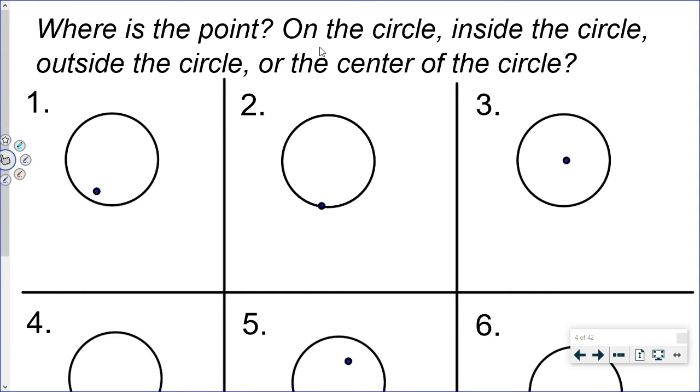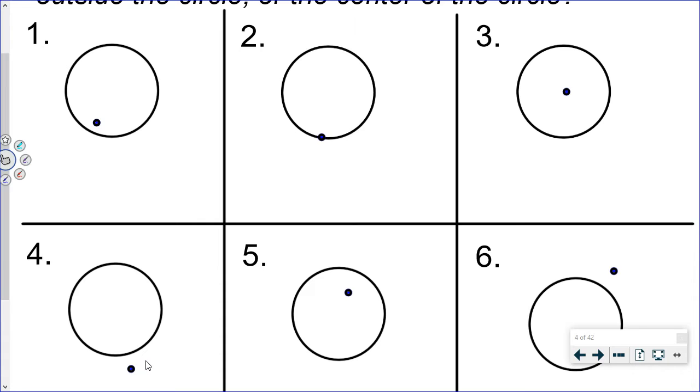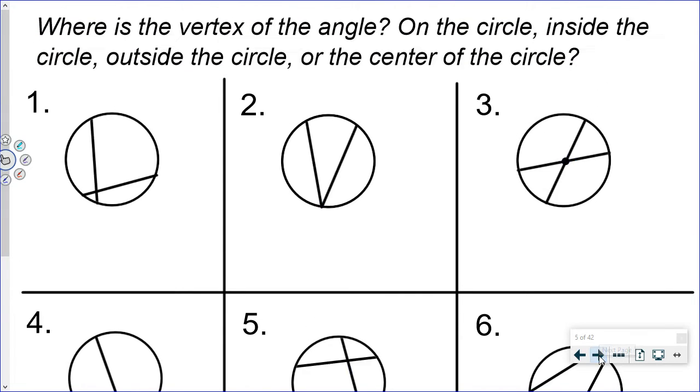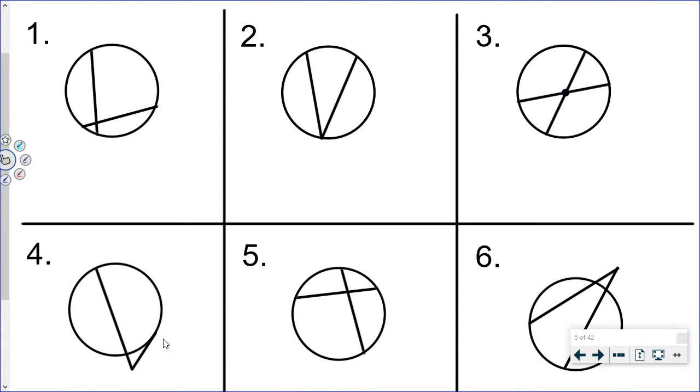The options that you have are on the circle, inside the circle, outside the circle, or the center of the circle. As you look, number 1 is inside, 2 is on, 3 is the center, 4 is outside, 5 is inside, 6 is outside. Some of you may be thinking, well, that was pretty easy, Ms. Palmer. When you take a look at the second one, it's the same concept. Where is the vertex? Number 1, inside, 2, on, 3, center, 4, outside, 5, inside, 6, outside.